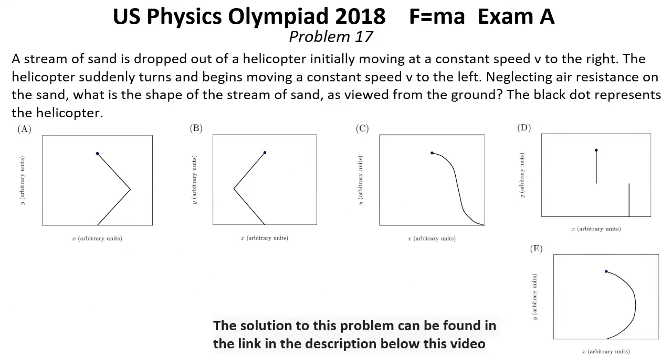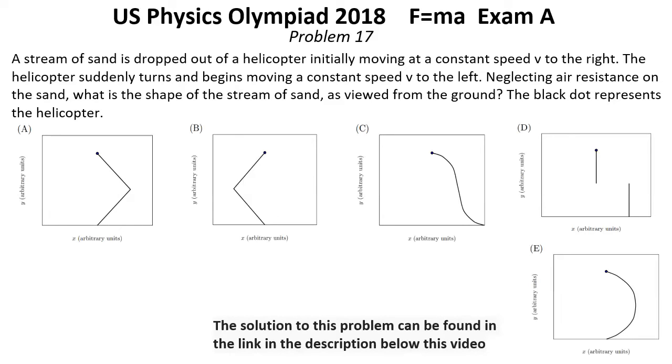Problem number 17. A stream of sand is dropped out of a helicopter, initially moving at a constant speed v to the right. The helicopter suddenly turns and begins moving at constant speed v to the left. Neglecting air resistance on the sand, what is the shape of the stream of sand as viewed from the ground? The black dot represents the helicopter. Solution for problem number 17.